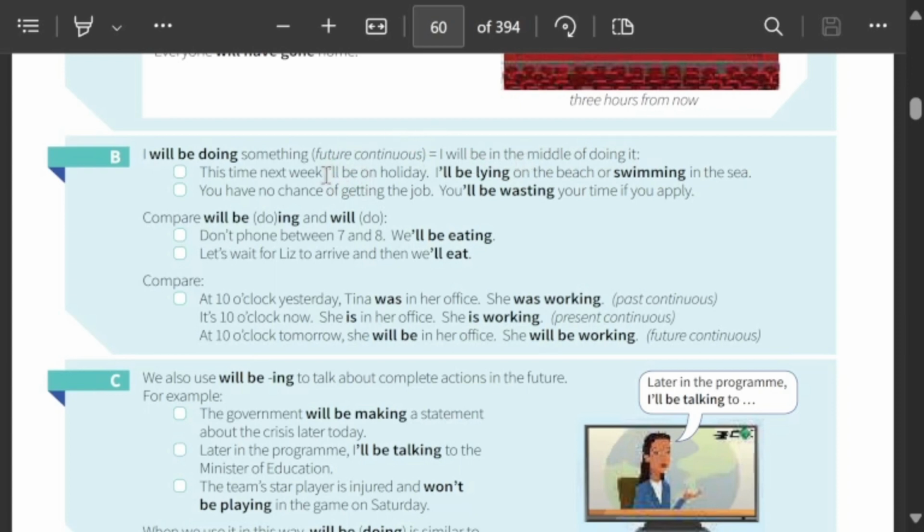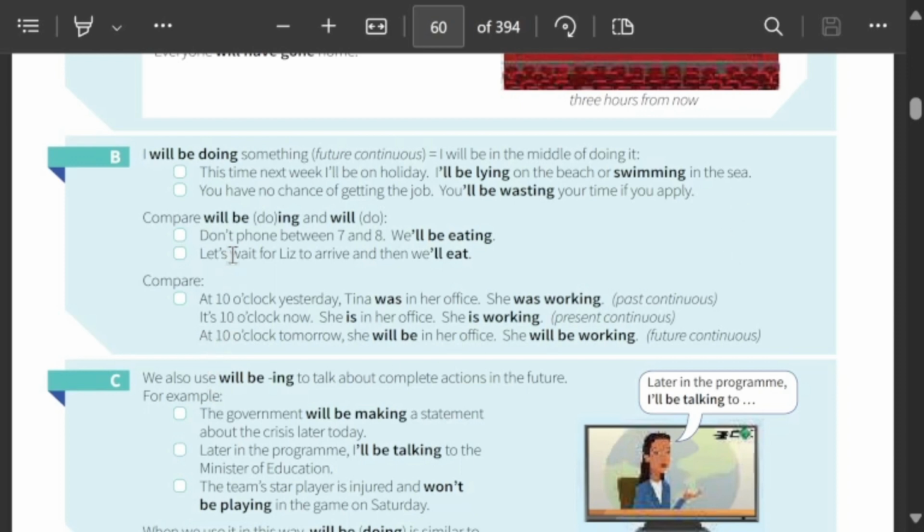But why is this one simple and why is this one continuous? Do you understand? Because you are on holiday, it's not something you do in a continuous way. You just are on holiday. I am on holiday. In the past, I was on holiday, not I was being on holiday. So in the future as well, I will be on holiday. But the action of lying and swimming here is taken as a continuous. I will be lying. I will be swimming. Okay?